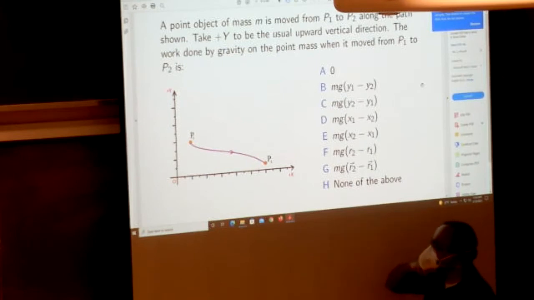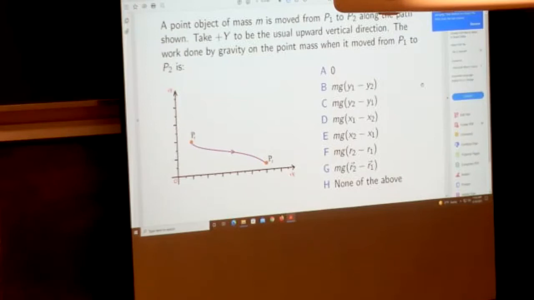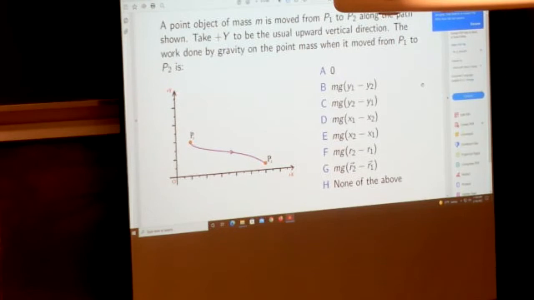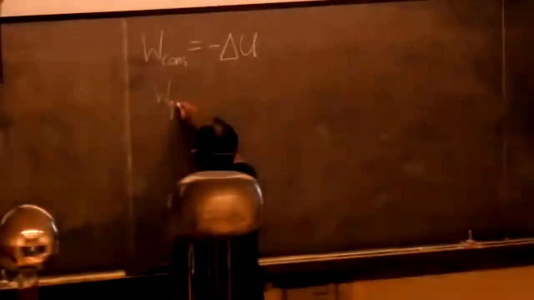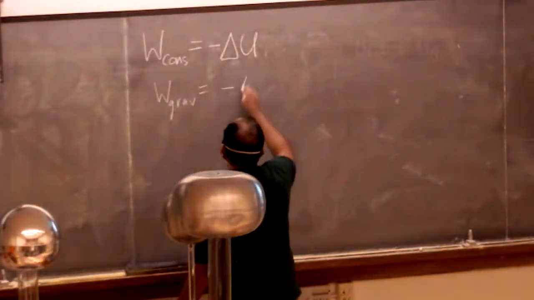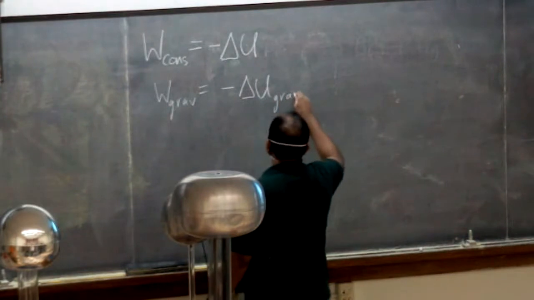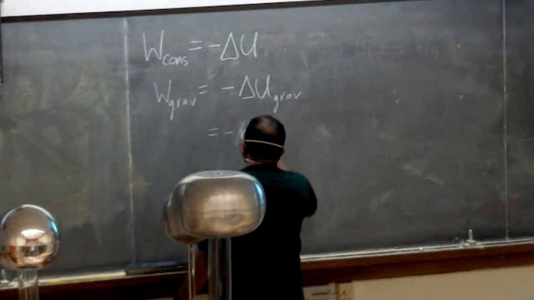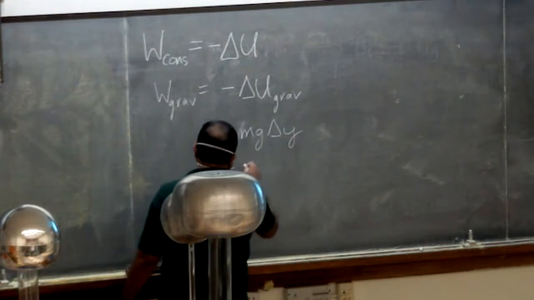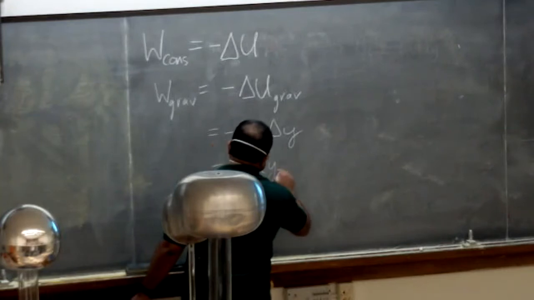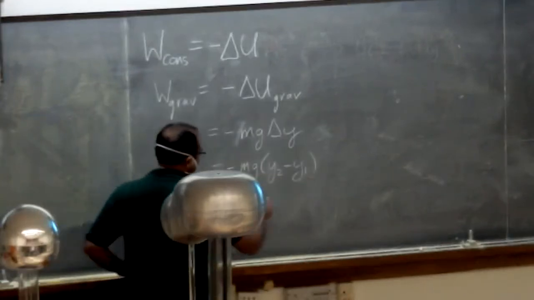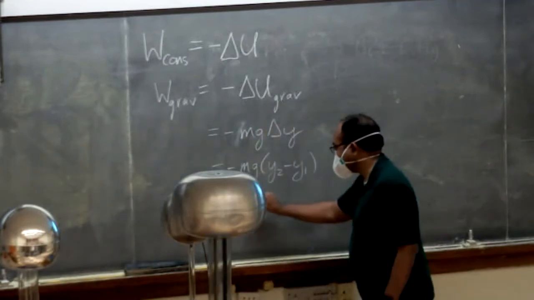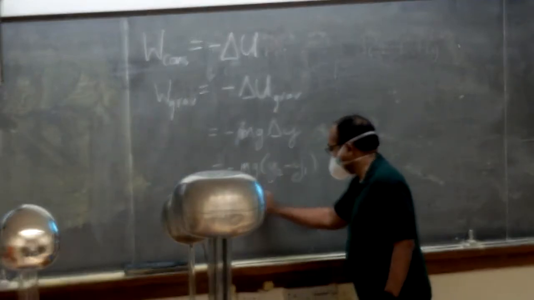The other way to think about it is to look at the change in potential energy, because we know the work done by a conservative force is negative delta U. So here we would have work done by gravity is negative delta U grav, which would be negative mg delta y, which is minus mg (y2 minus y1). Then I can absorb the minus sign in and just flip the order of the y's.